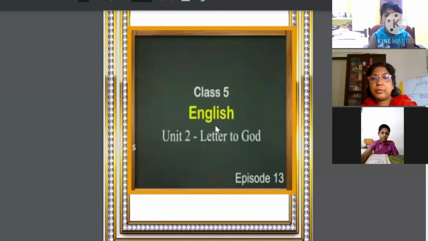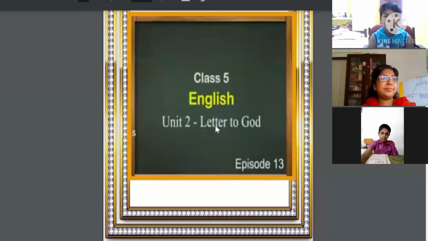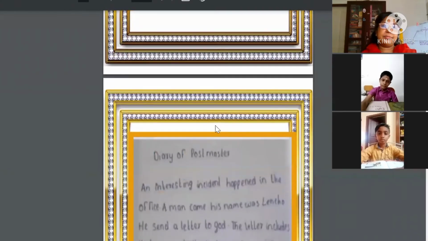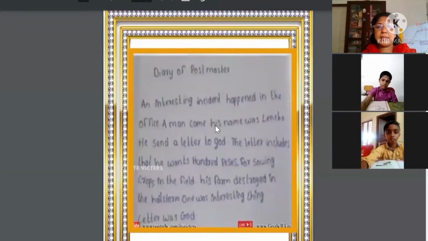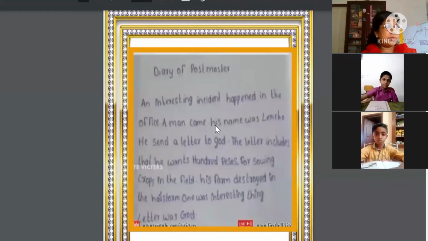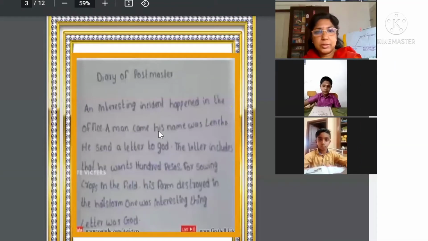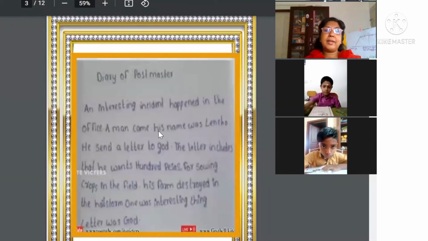Unit 2, Letter to God. Last class, we got an assignment, no? Don't you remember? What was that? To write the diary of the postmaster. And one diary a student sent is here.